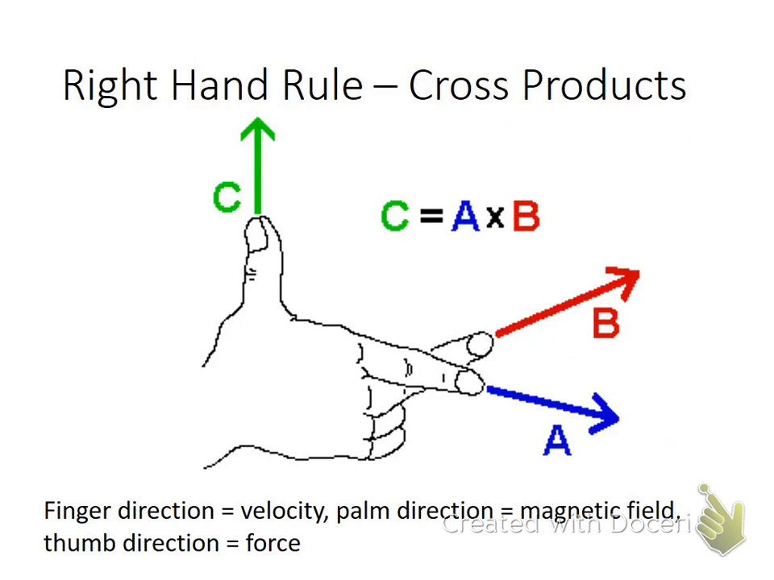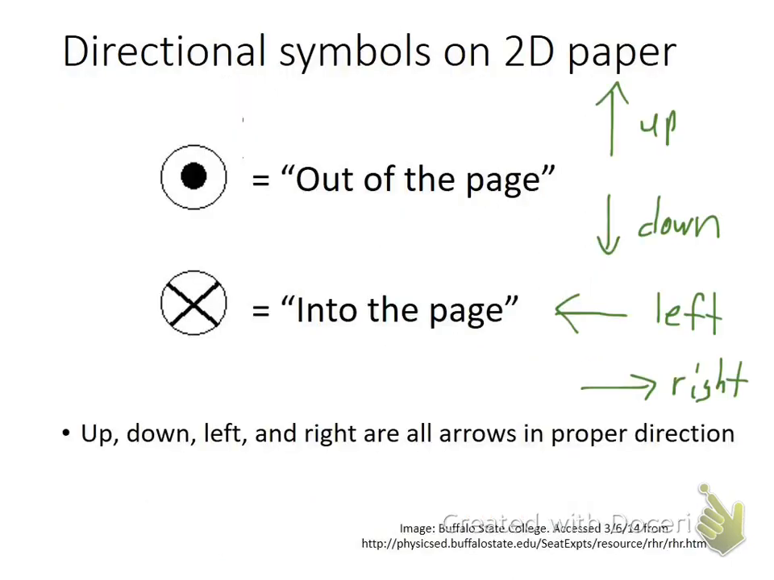Here's a helpful little diagram to help you remember that. Your finger, your index finger, is the direction of the velocity. The palm or the middle finger is the direction of the magnetic field, and your thumb is the direction of the force. Make sure you know the difference between up the page and out of the page.